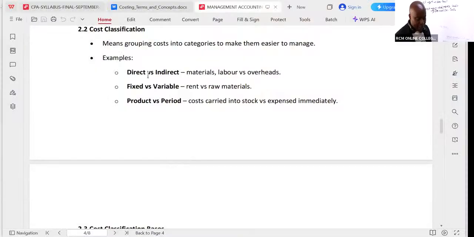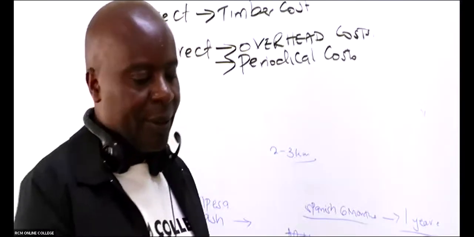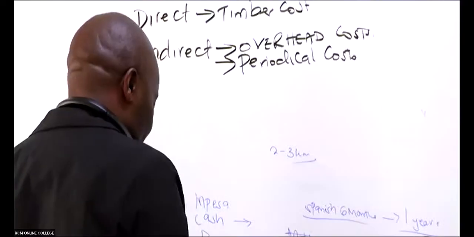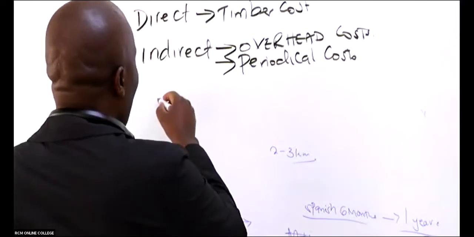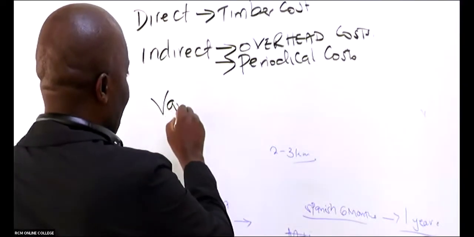So you can see direct versus indirect. Material and labor are direct, and then overheads are indirect. Then we have fixed versus variable. Rent is always fixed. Raw materials will be variable. Listen to me very well, ladies and gentlemen: whenever we talk about costs, we have some other classification.